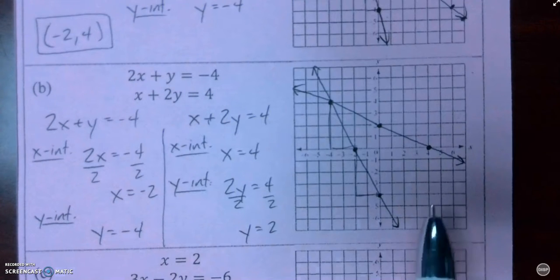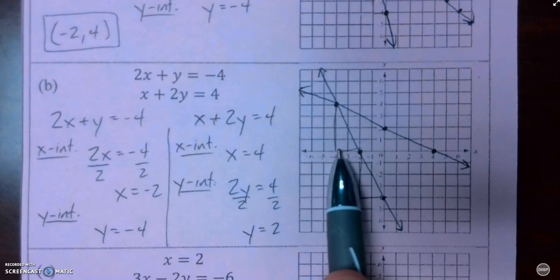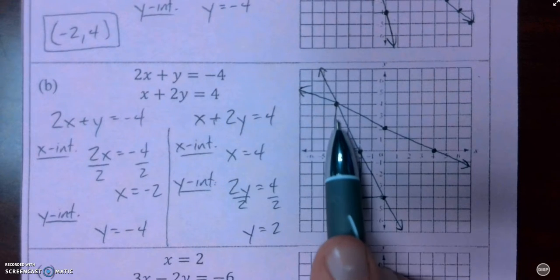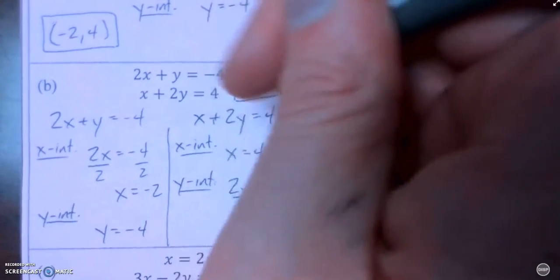Good. So what's my ordered pair answer? Start at the origin. Looks like I need to go left 4 and up 4. So how about negative 4, positive 4 as a solution?